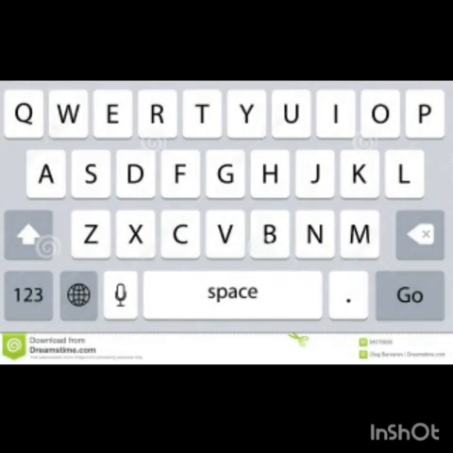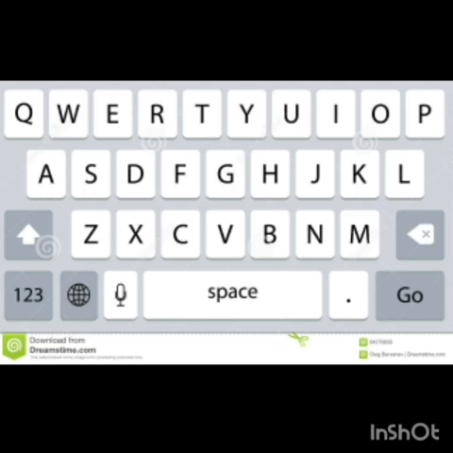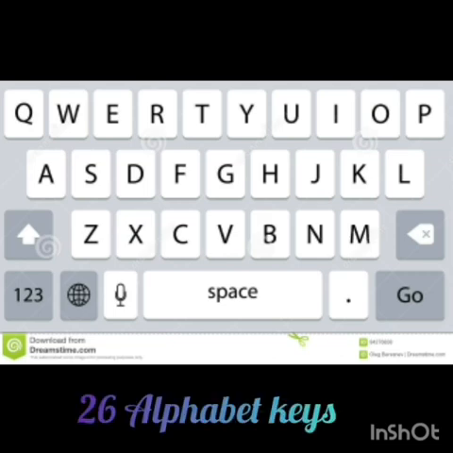First, alphabet keys. Alphabet keys are keys with the letters of the alphabet printed on the keyboard to help us type a word or sentence on the computer. On the monitor, one can type any letter from A to Z using the alphabet keys. There are 26 alphabet keys.